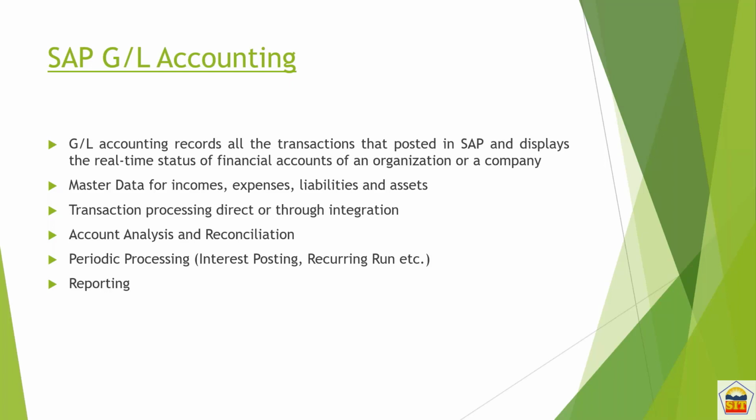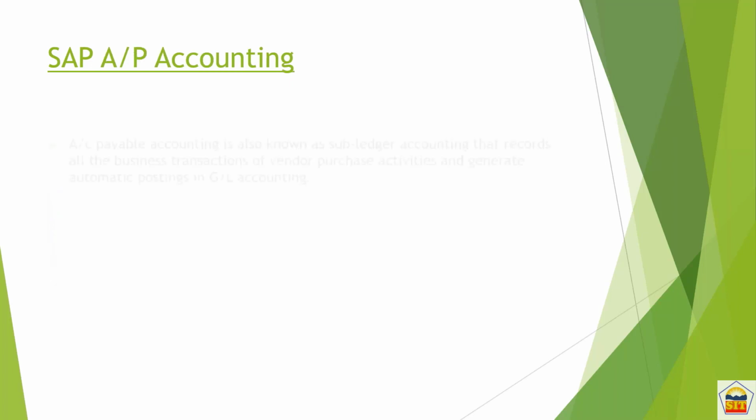So in the month end, we need to carry out some month end activities, and these are known as periodic activities. Under the month end activities in the GL, we can go for the interest posting, we can go for the recurring run, and finally once we have the data maintained in the system, we will be pulling out this data in the form of reports, which we can present to the shareholders and to senior management for decision making.